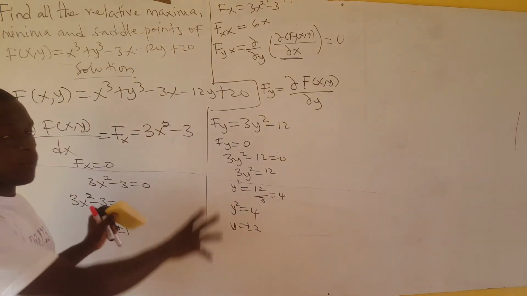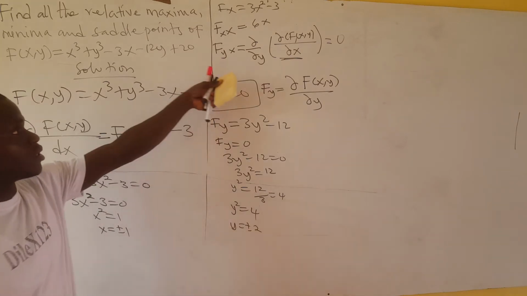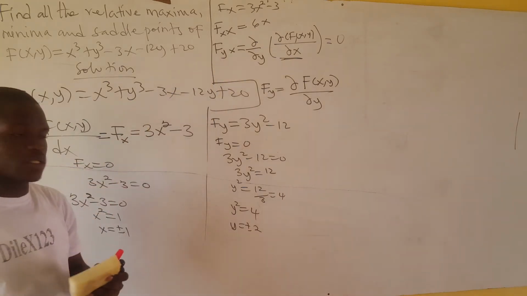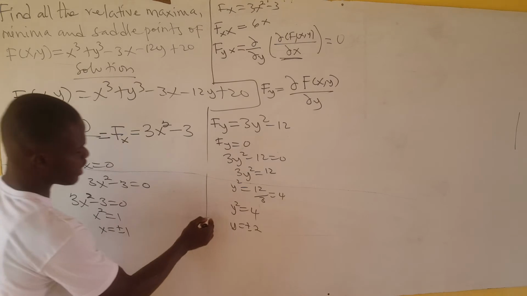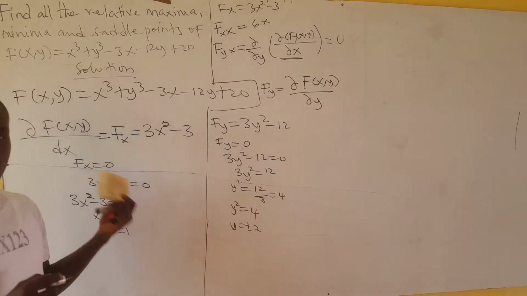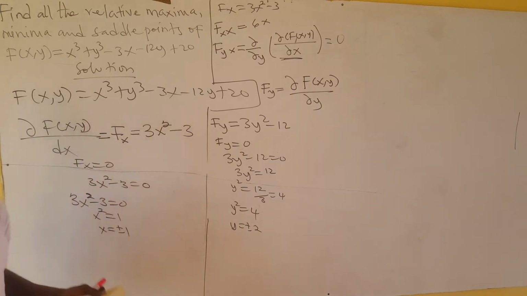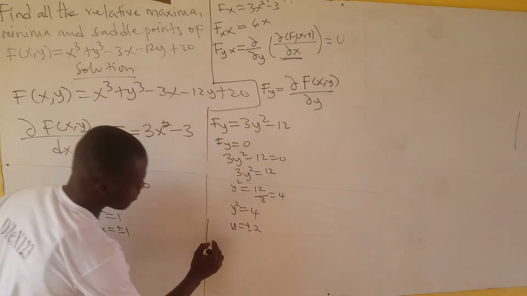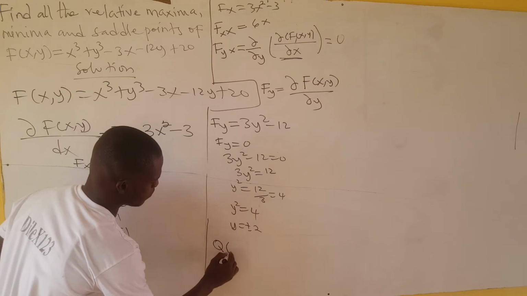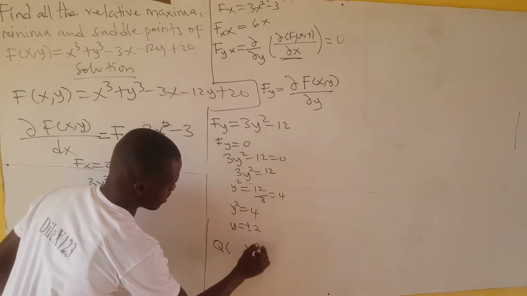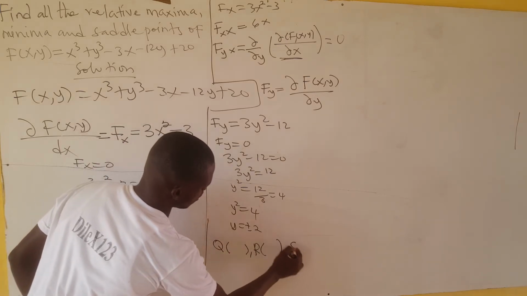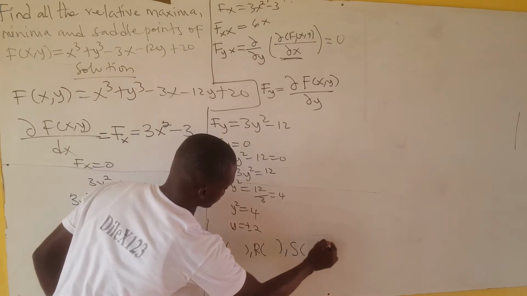So having obtained x equal to plus or minus 1 and y equal to plus or minus 2, we can write our points before we continue to find the second order partial derivatives of the function. So we are going to get 4 points, because we have 1, 2, 3, 4 numbers. We need to have 4 points. So let's call our points Q, let's call the next point R, let's call the next point S, let's call the next point T.